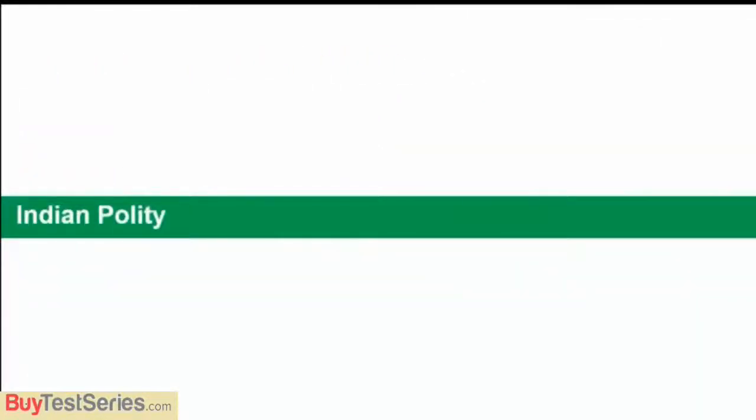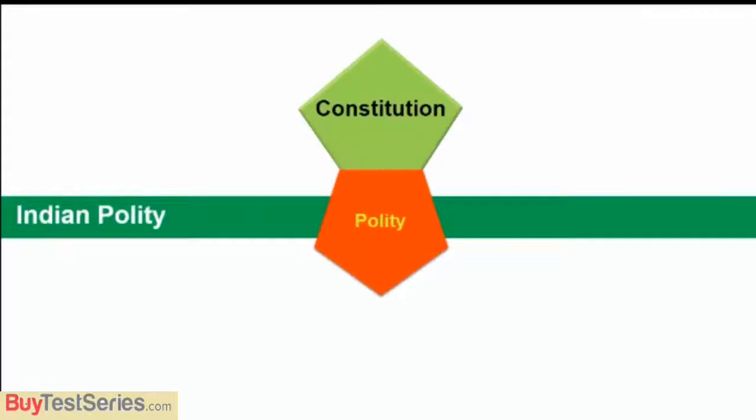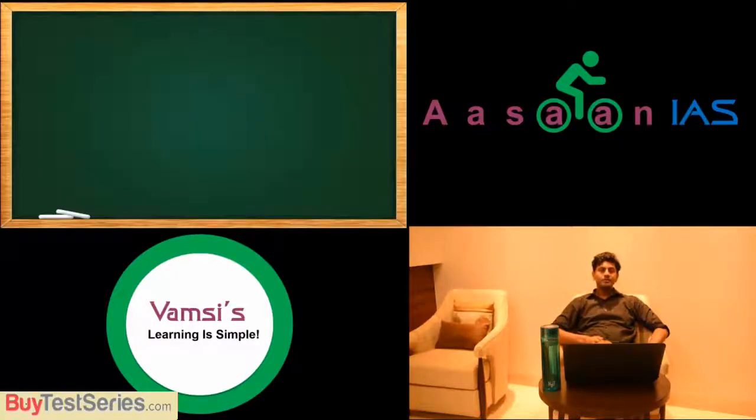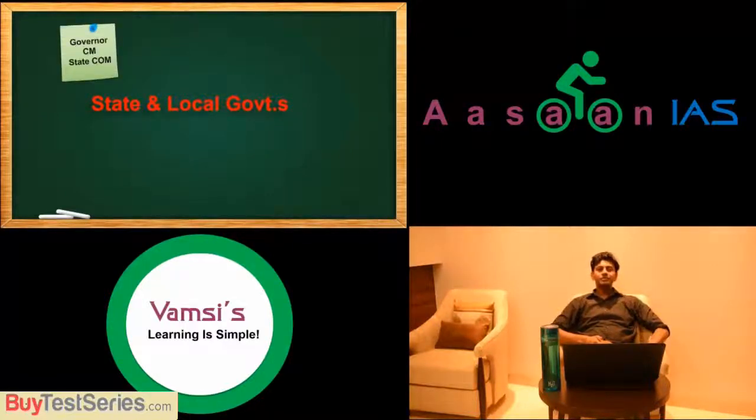So I have divided the polity module into 5 parts. First is the constitution, then the union government, then state and local governments, then important bodies, constitutional and non-constitutional, and finally miscellaneous concepts. We have seen the constitution and the union government. Now we understand state government and local government. I further divide this into 7 subparts. First, I would like you to understand the governor, chief minister, and state council of ministers.